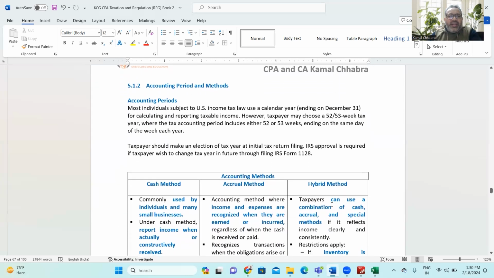Okay, so the next topic is very simple. I think all of us have studied in our school days or college days about the accounting period and accounting method, right? So accounting period, normally for an individual, is considered as January to December, the calendar period. However, the taxpayer can choose to have 52 weeks, 53 weeks, or maybe a different accounting period as well. That is not an issue, but the taxpayer has to provide the detail in Form 1040 when filing, stating which tax year they are considering.